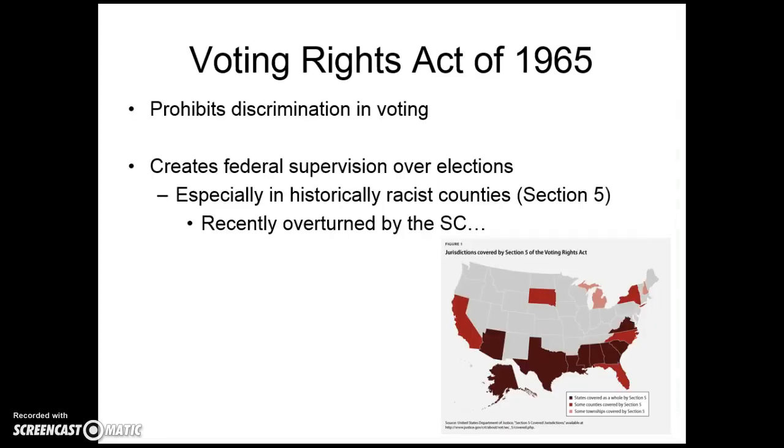Just after the Civil Rights Act is the Voting Rights Act, right, which is looking at discrimination against voting. This is also right after the 24th Amendment is passed, which bans poll taxes. So this creates federal supervision over voting, especially in these historically racist counties. This is the Section 5 that was overturned a year ago by the Supreme Court. But this is the idea of the Voting Rights Act protecting the right of minorities to vote.